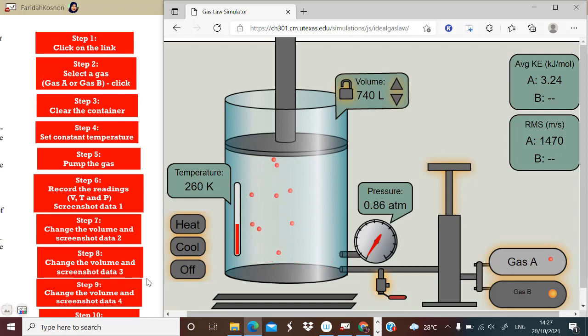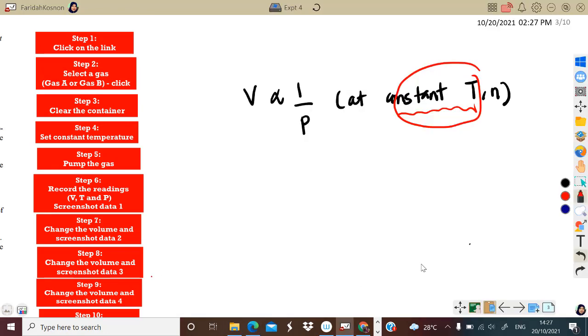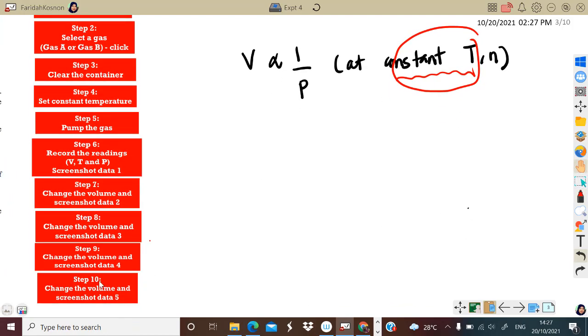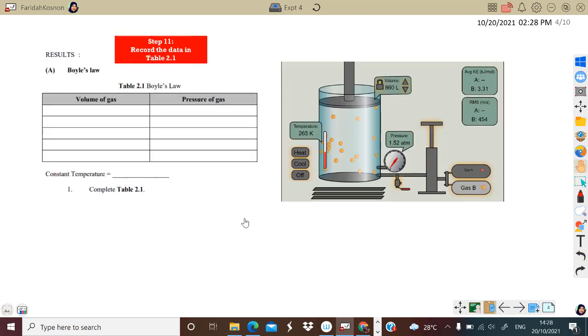Okay, table ada dah disertakan dalam prosedur tu, jadi you boleh salin lah. Okay, table tersebut untuk merekodkan data. Alright, okay, so this is how to use the gas simulator. Okay, so now you can see here. Alright, sampailah dapatkan 5 readings. Okay, alright, so after you get all the 5 readings, so sebagai evidence-nya adalah you screenshot the data tu tadi. So you akan masukkan ke dalam ruangan table ini.